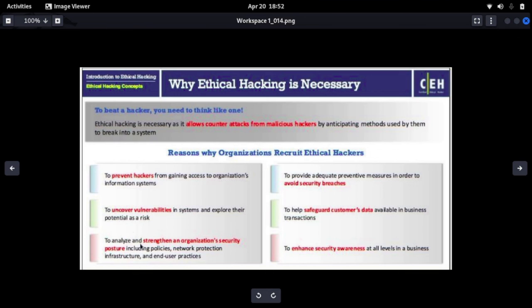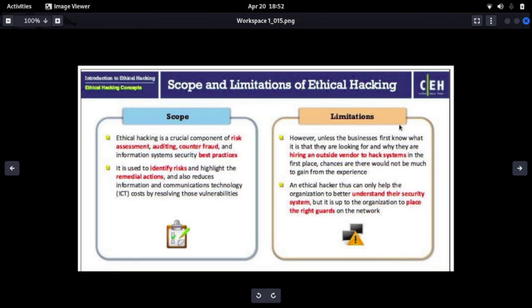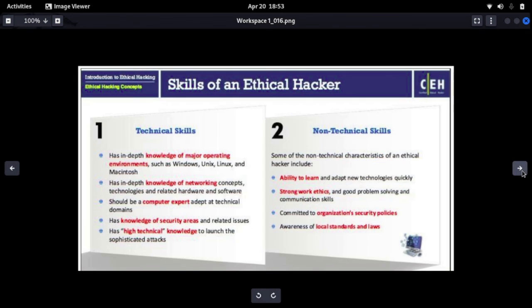as a risk, to analyze the strength of an organization's security posture, including policies, network protection, infrastructure, and end-user practice, to adopt adequate preventive measures in order to avoid security breaches, to help safeguard customers' data available in the business transaction, to enhance security awareness at all levels in a business. So that is also important for you. Scope and limitations. So read all of this. I will share these materials so that we can have a broad knowledge and understanding of ethical hacking.